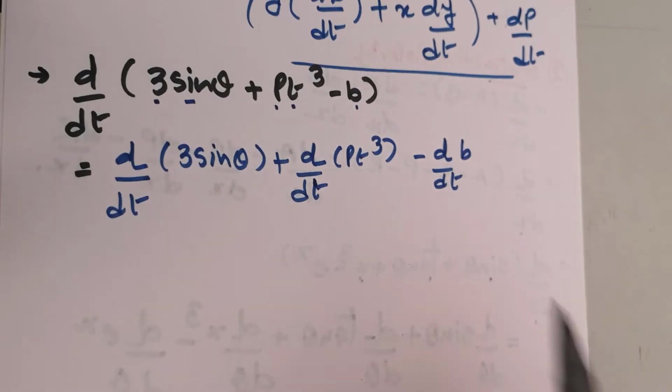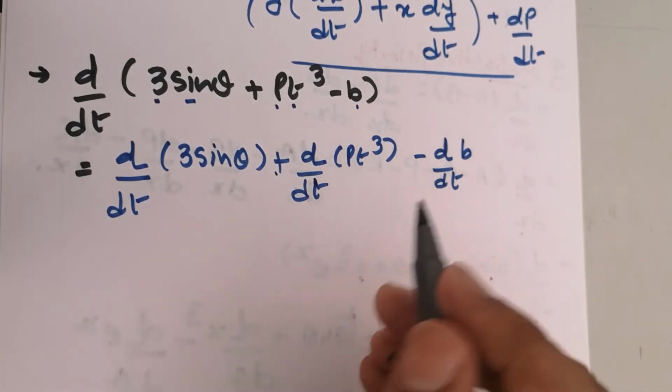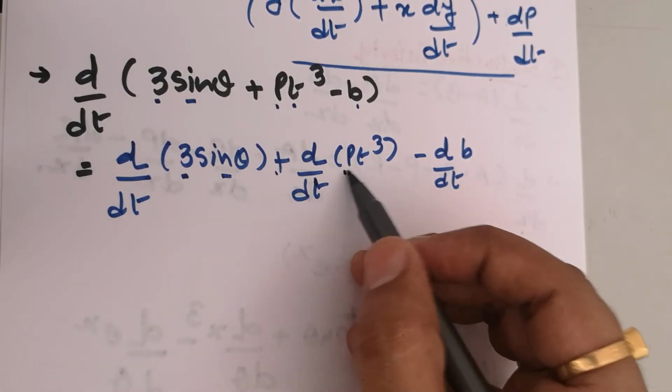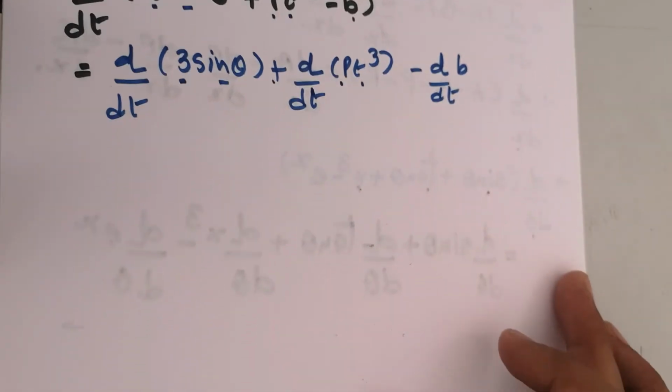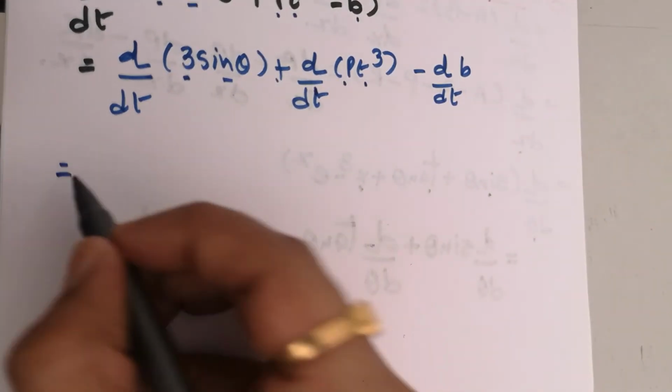So first of all, we have applied the additive and subtractive property. Now you can see there are two terms in the first two steps. So what we will do, we will apply the multiplication rule.